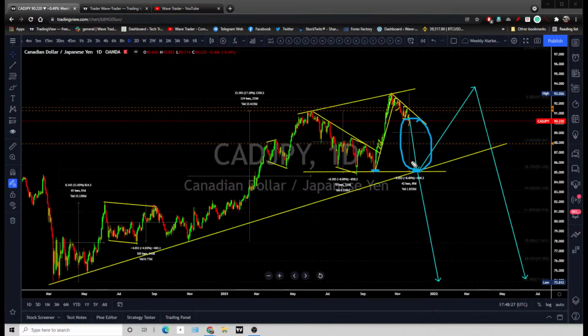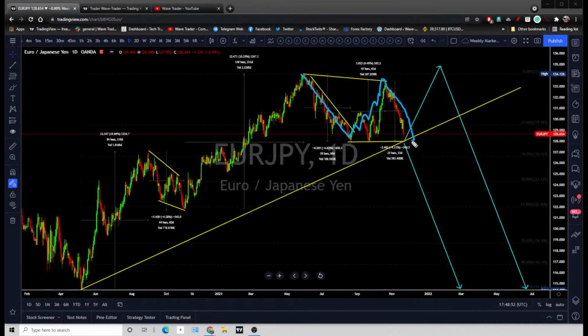We are having almost the same pattern. We have an expanding triangle on the CAD yen, but the pattern on the euro yen was a symmetrical or simple flat formation, where price is right now sitting at the bottom. The CAD yen is struggling there. This potential is still there on the CAD yen, so we can catch that.